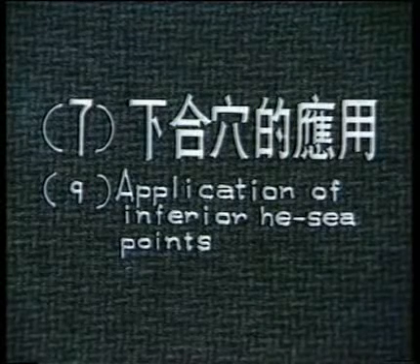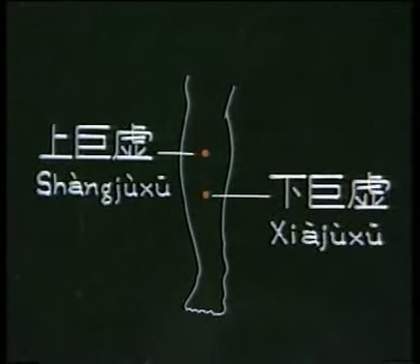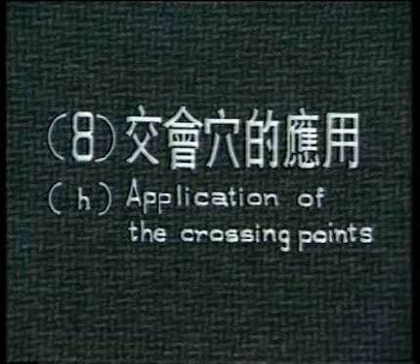The lower He-sea points refer to the 6 He points located below the 6 Fu organs of the 3 yang meridians of the foot. They can be selected and treated for corresponding Fu diseases. For example, Shangjuxu, stomach 37, is for large intestine disorders, and Xiajuxu, stomach 39, for small intestine disorders.